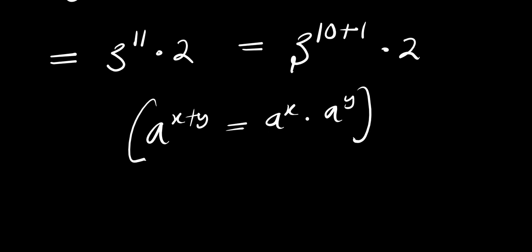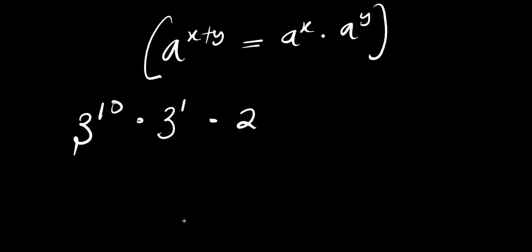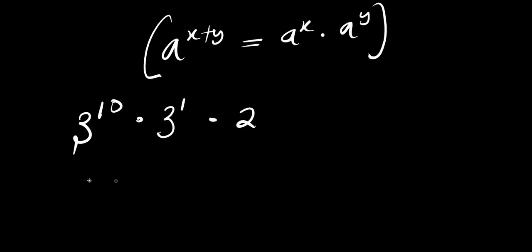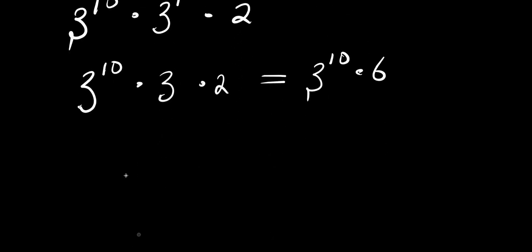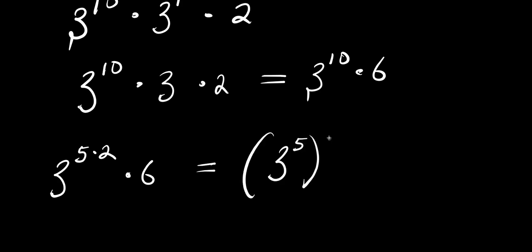So we simply have 3 power 10 times 3 power 1 times 2. And 3 power 1 is 3, so we have 3 power 10 times 3 times 2. This equals 3 power 10 times 6. So 3 power 10 is 3 power 5 times 2 times 6. This equals 3 power 5 to the power of 2 times 6.